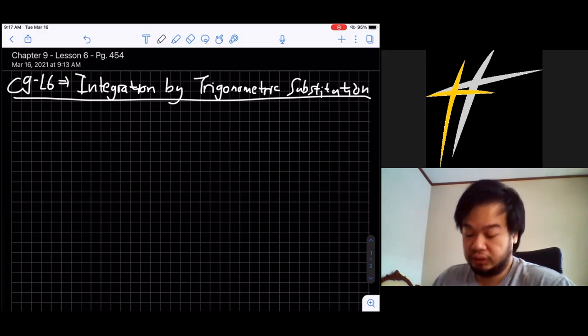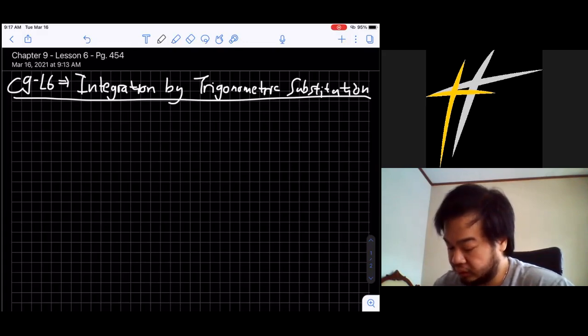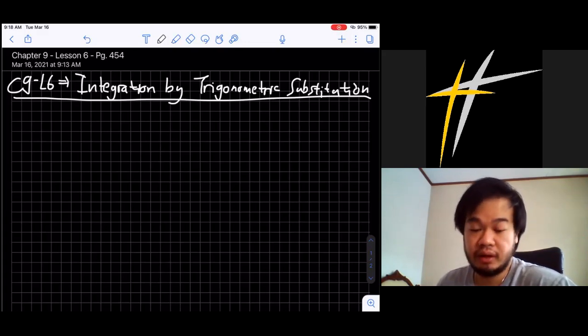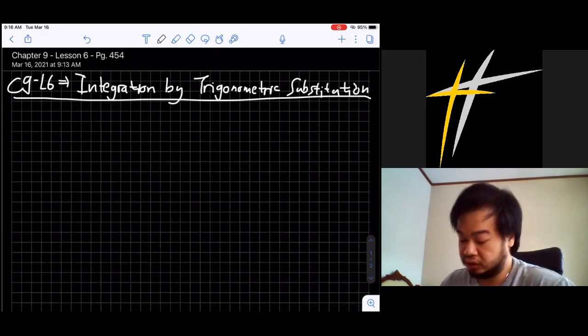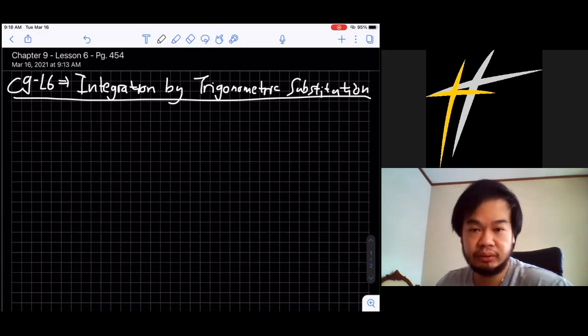So basically the objective of the lesson is to rationalize an integrand containing the square root of a quadratic binomial by using trigonometric substitution, then perform the integration. Basically, it's not just the square root but also any composite function with an integrand of a quadratic binomial.